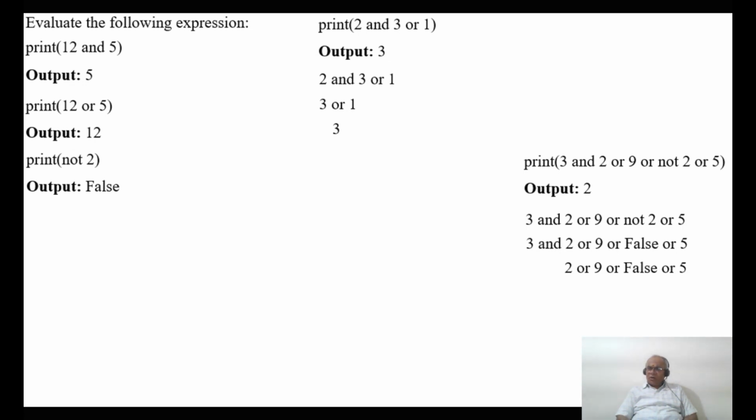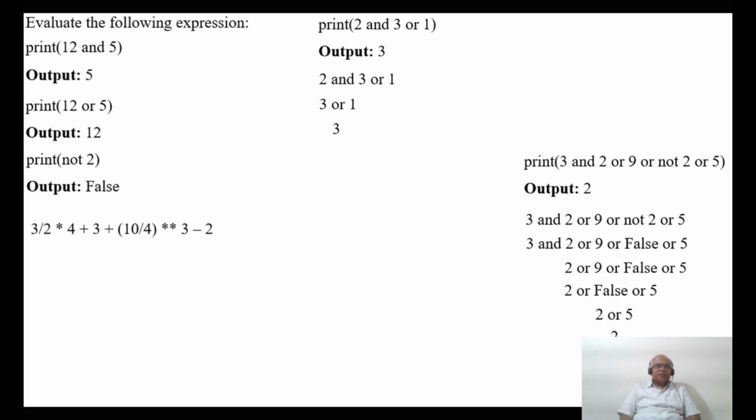Since all the operators are Boolean OR, you will evaluate from left to right. So 2 or 9 gives 2, then 2 or false or 5. 2 or false is always 2 because of the first operand. So 2 or 5, and the final expression will be 2. So this is how it is evaluated.